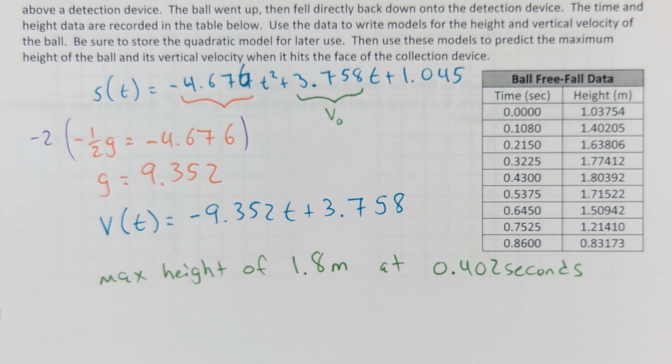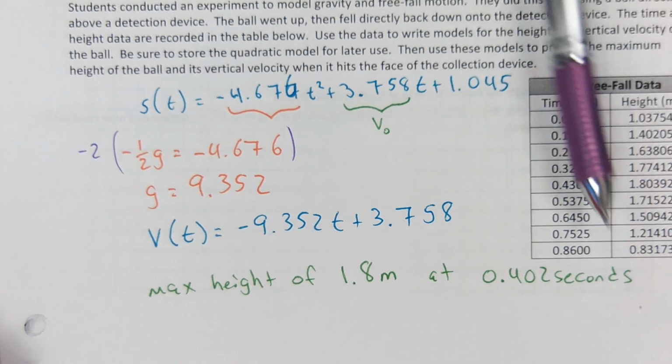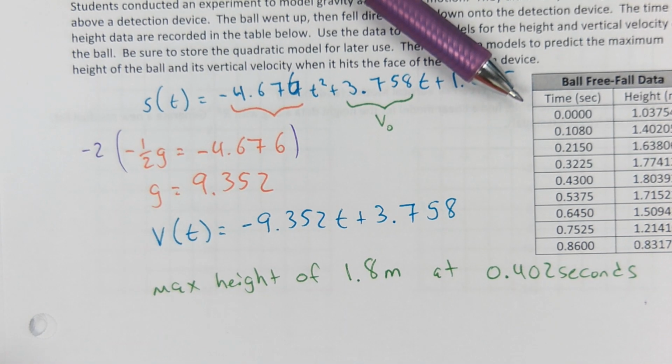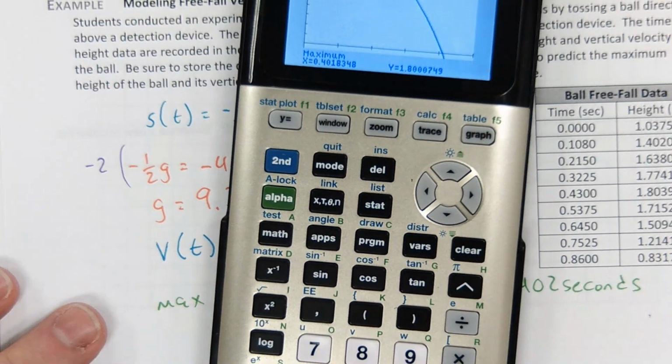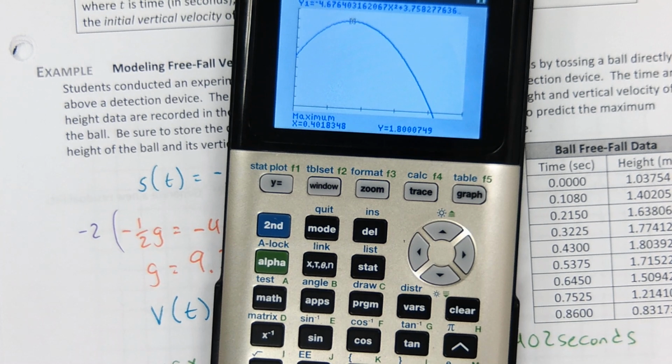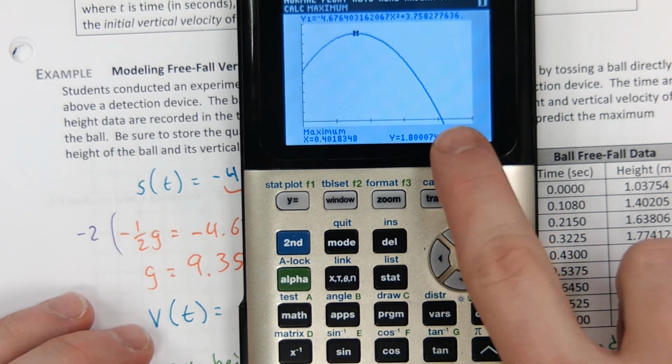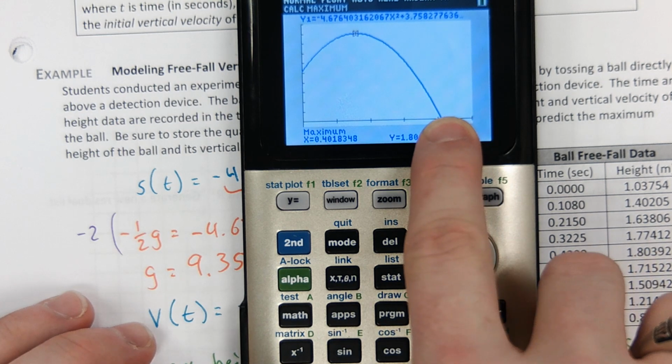The next part says find the vertical velocity when it hits the collection device. I'm going to drop a pin, and hopefully it lands under the camera. And you tell me, what is the height when it hits the collection device? 0. Where is that on this picture? The x-axis. The x-intercept is a height of 0. I need to know when that occurs. I need that x value.